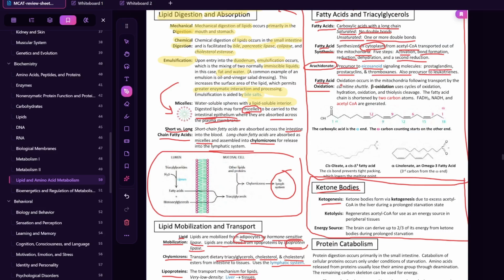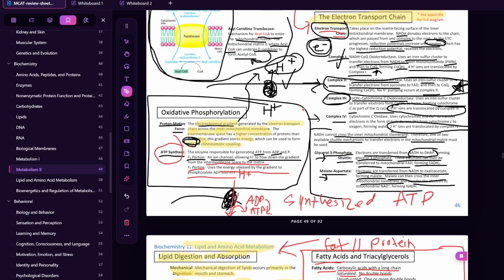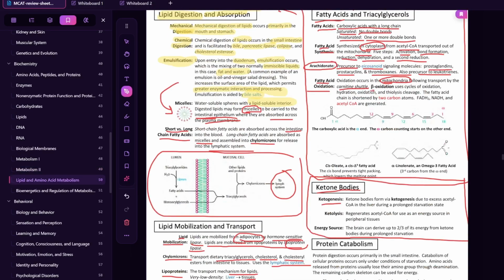Fatty acid oxidation occurs in the mitochondria following transport by the carnitine shuttle we saw beforehand. And then we have beta oxidation, which uses cycles of oxidation, hydration, oxidation, and thiolysis cleavage. The fatty acid chain is shortened by two carbon atoms. FADH2, NADH, and acetyl-CoA are then generated.